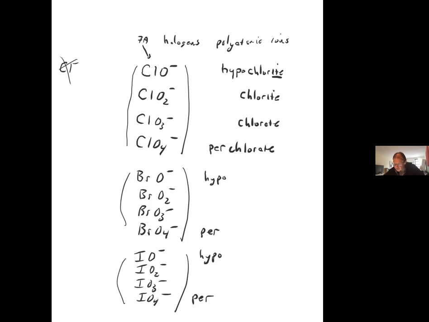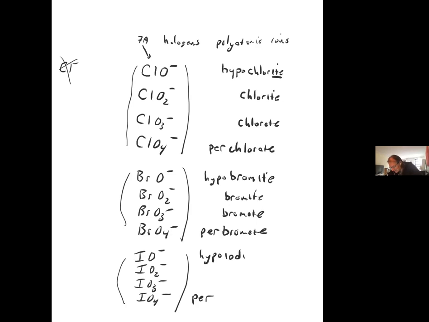First one's hypo, last one's per. The per is more oxygens. It's like hyper, it's got lots of oxygens, right? The first two end in ite, the last two end in ate. So ate always has more oxygens than ite. Ite always has fewer oxygens than ate. So it's hypo, ite, then ate, then per. It's like conjugating verbs, right? Okay. And so same thing here. Hypobromite, right? The first ones are ite, and then just bromite. And then bromate. And then perbromate. Okay. Same thing with the iodine.